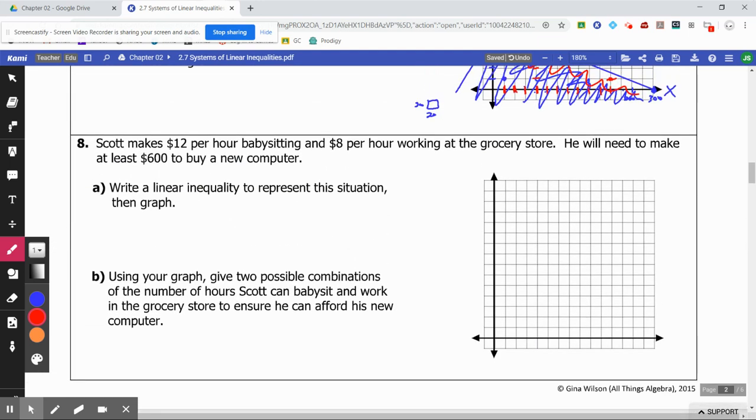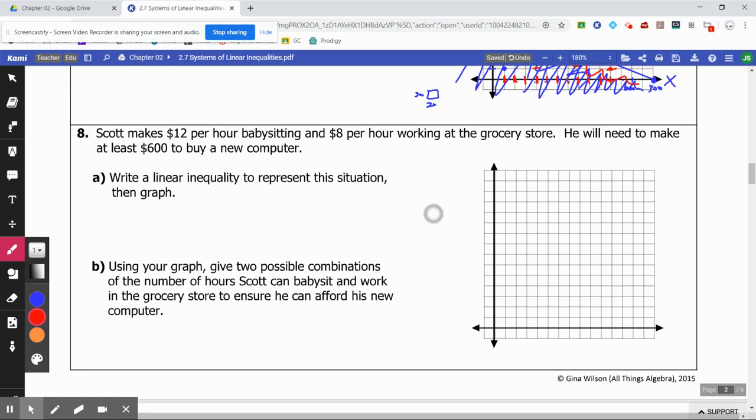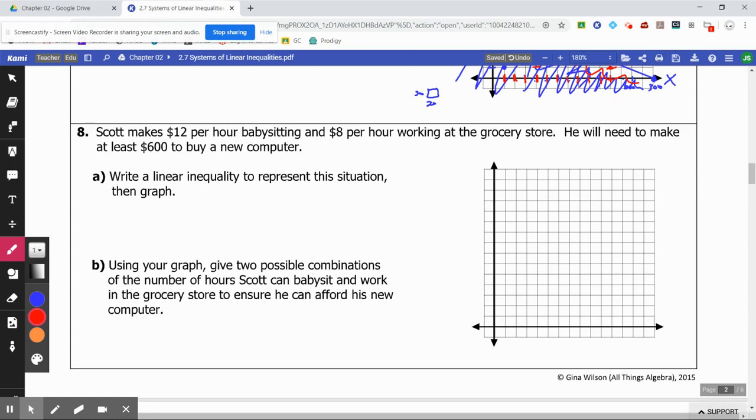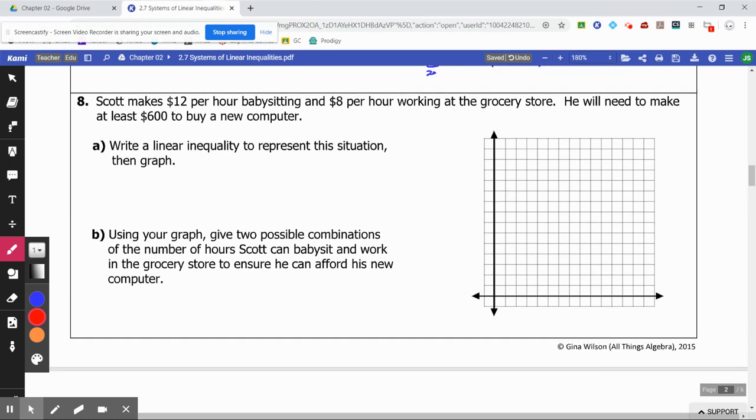The next one, and the last one. Scott makes $12 per hour babysitting, $8 per hour working at the grocery store. He needs to make at least $600 to buy a new computer. Write an inequality. So babysitting will be our X. We will let working at the grocery store be our Y's.